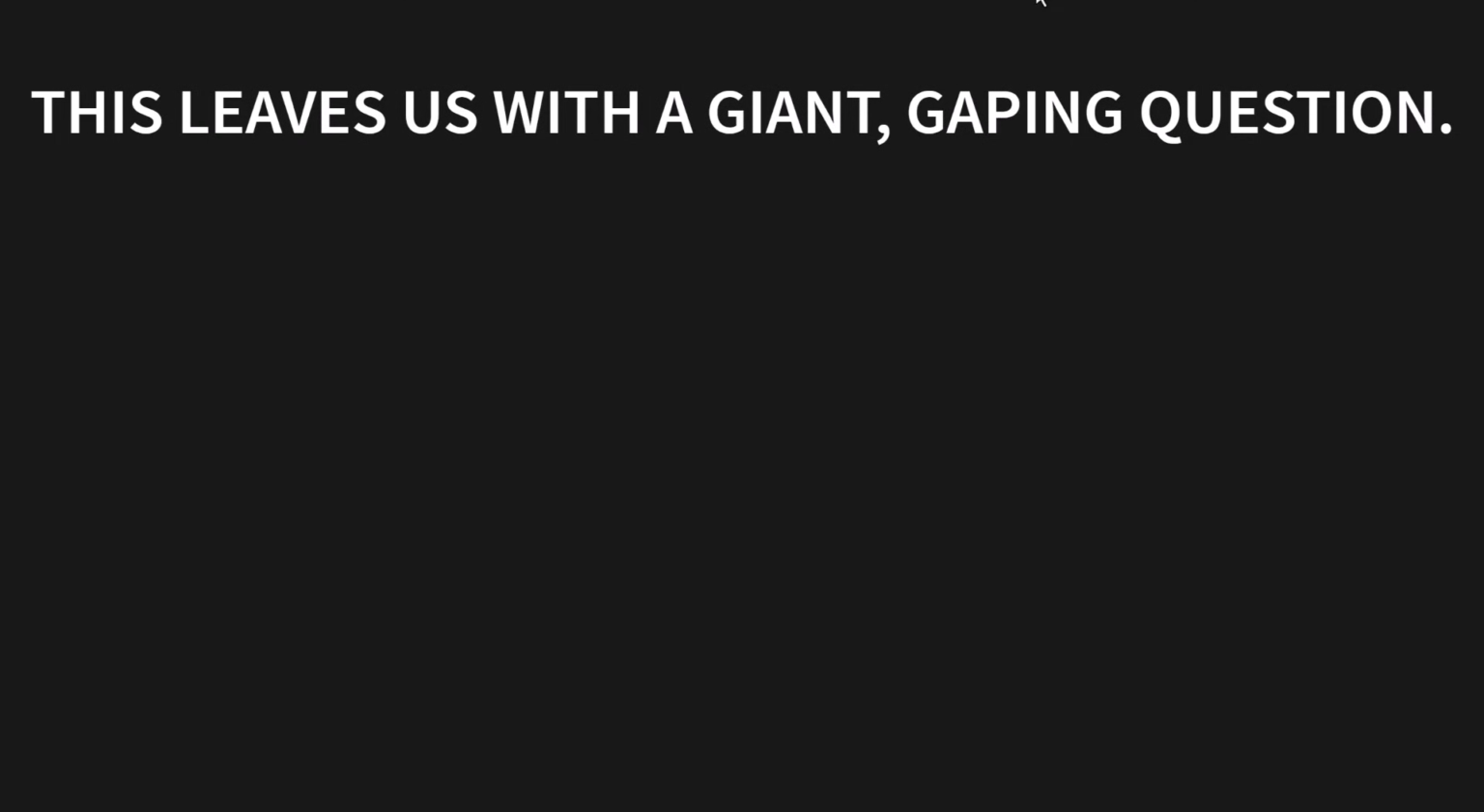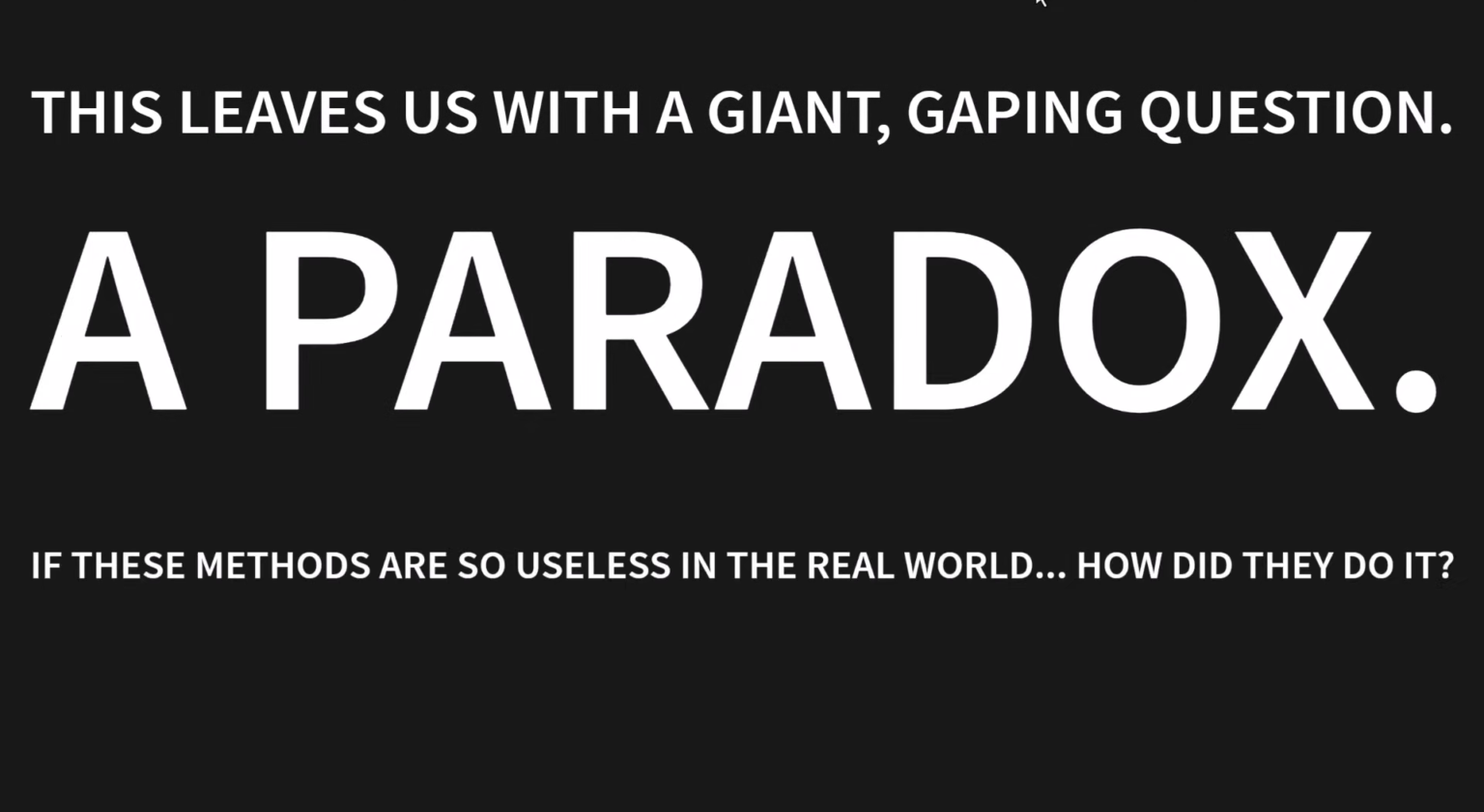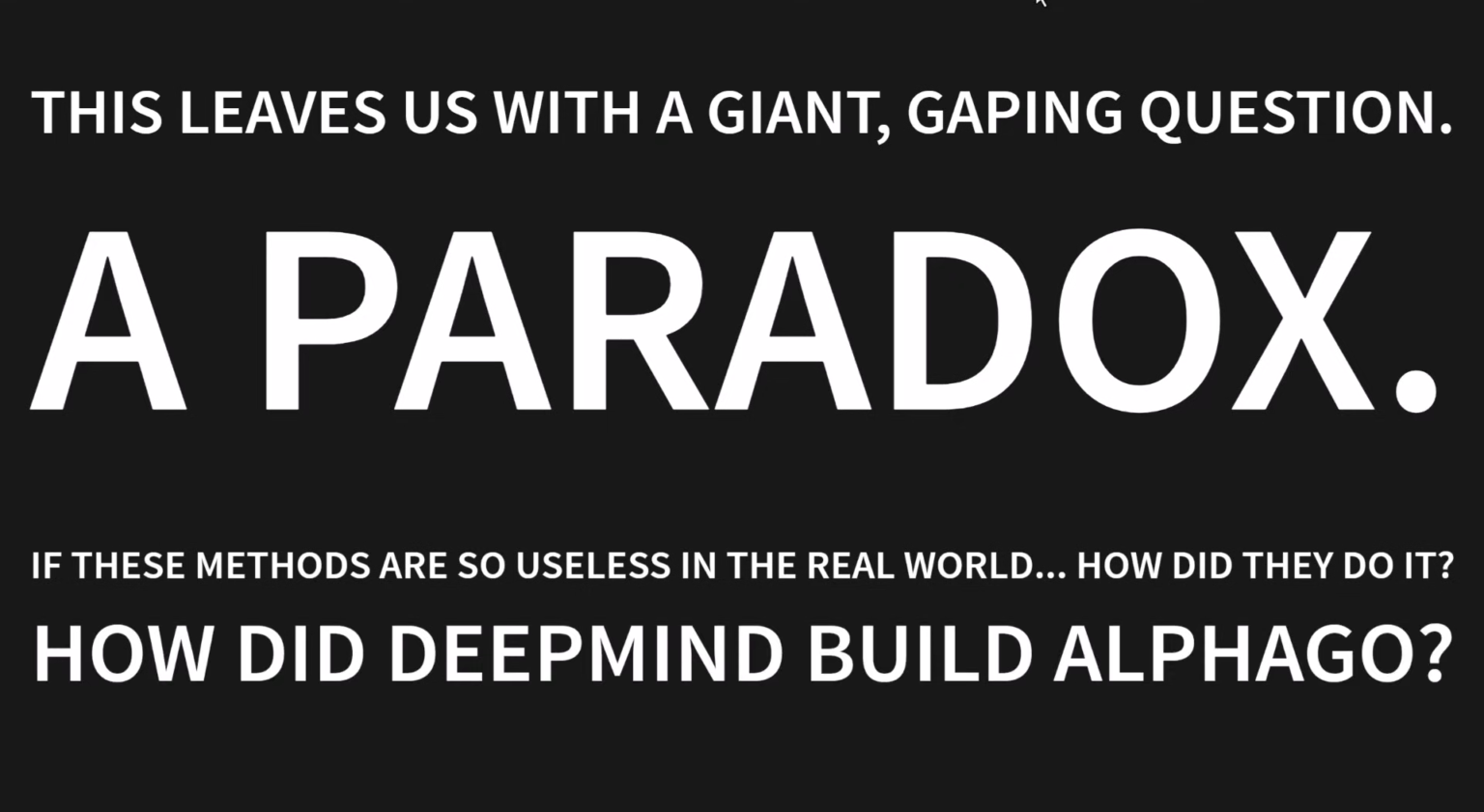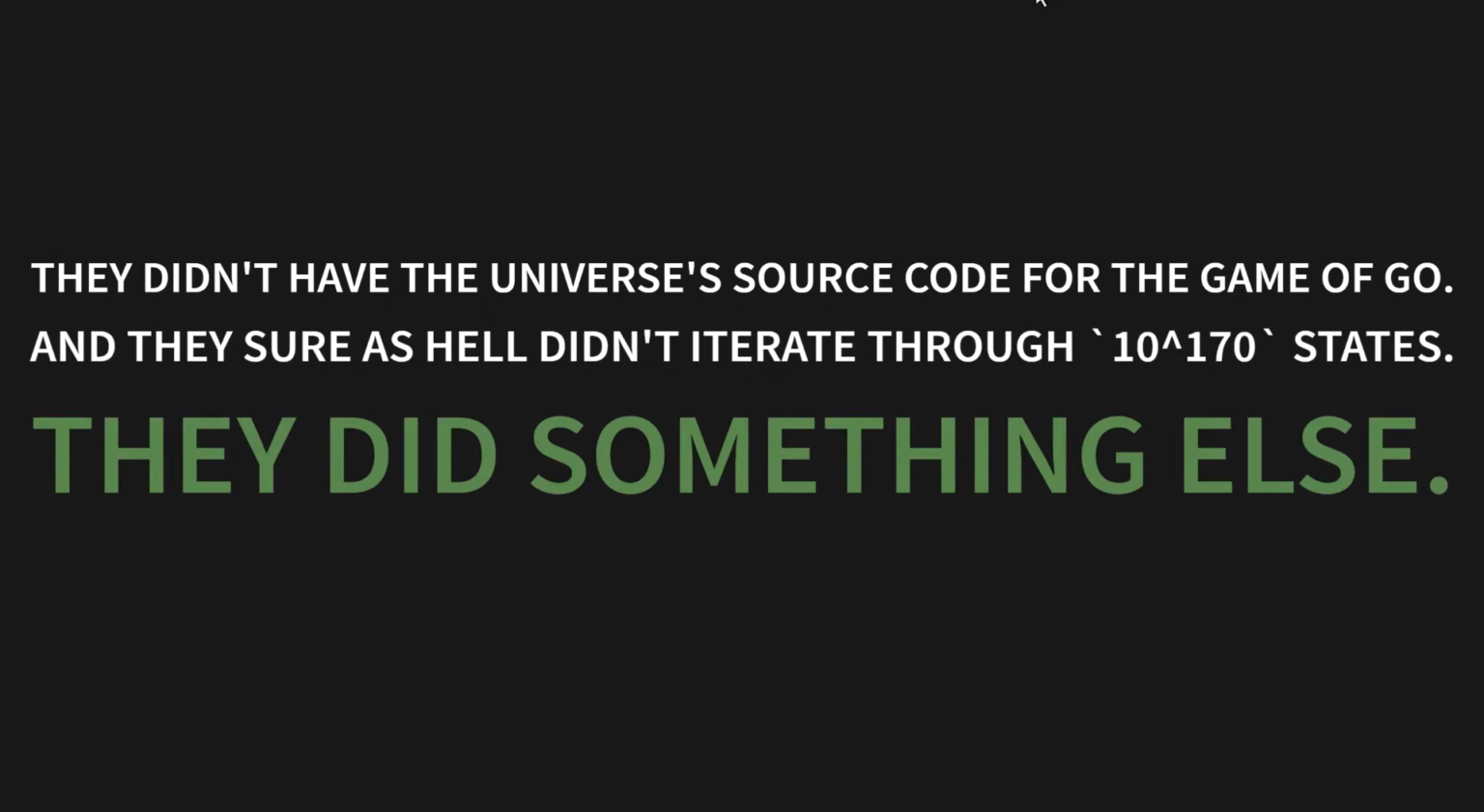And this leaves us with a giant, gaping question, a paradox. If these methods are so fundamentally useless in the real world, then how did they do it? How did DeepMind build AlphaGo? They didn't have the universe's source code for the game of Go, and they sure as hell didn't iterate through 10 to the 170th states.